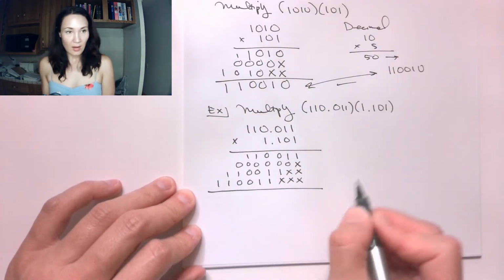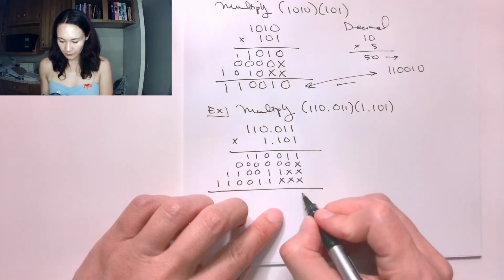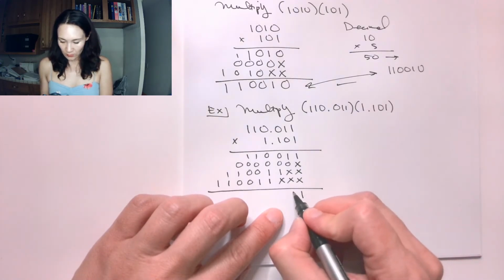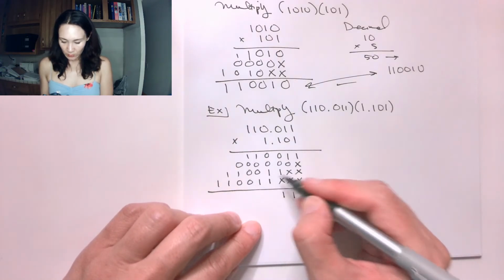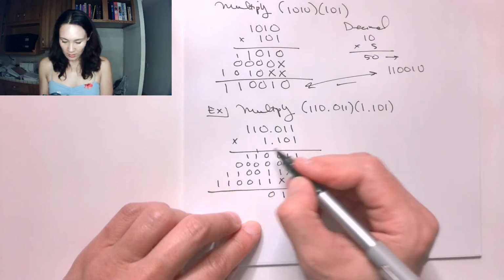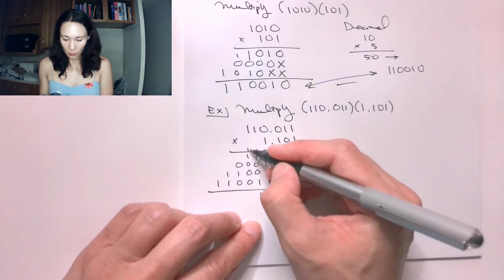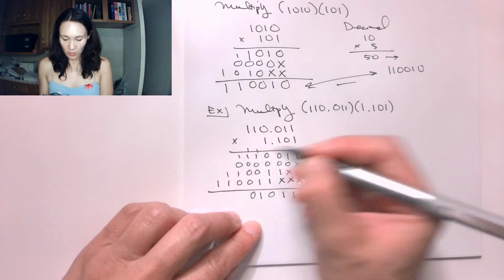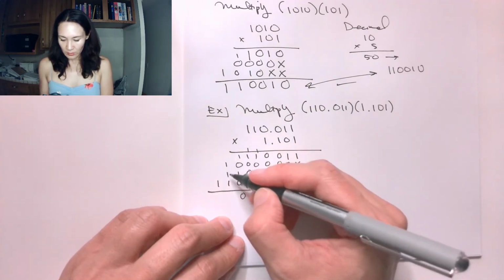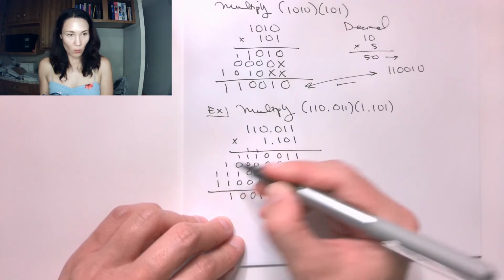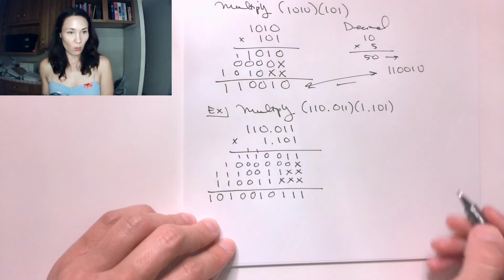Now at this point I'm ready to add straight down everything here. So 1 plus 0 is 1, zeros plus 1 is 1. Here I get 1 plus 1 is 0, carry the 1. 1 plus 1 plus 1 is 1, carry the 1. 1 plus 1 is 0, carry the 1. 1 plus 1 is 0, carry the 1. 1 plus 1 plus 1 is 1, carry the 1. And finally, 1 plus 1 is 0, carry the 1.